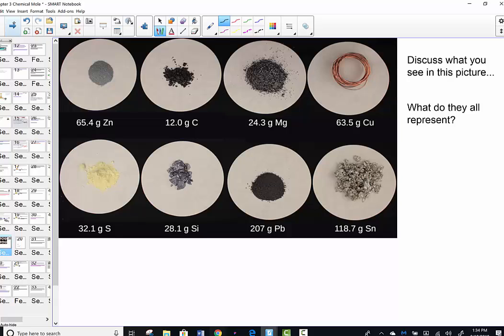What if I said it really was equal to 6.1 times 10 to the 24th? Let me pause and ask for some conversation with a neighbor related to this picture. What do you see in the picture? What do they represent?